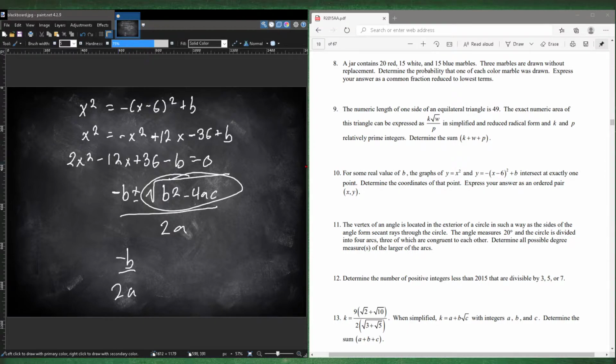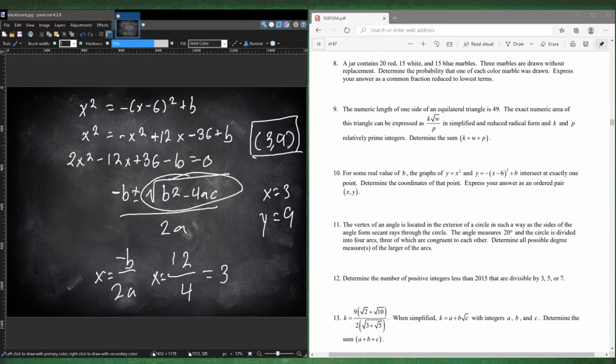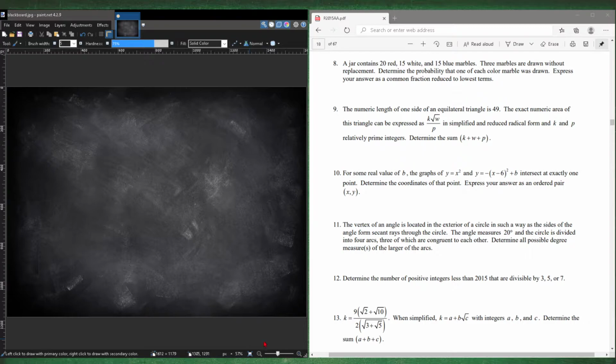So what's our b? Well, our b is negative 12. So negative of negative 12 is 12. And then 2a, a is 2, so 12 over 4 means x is equal to 3. Now to find our y value, just plug into one of our equations. Let's just use the easiest, which is y equals x squared. So our y is equal to 3 squared, which is 9. So our coordinate is (3, 9), and that is our answer for number 10. So we don't even have to look for b. We just need to recognize that it's in that form.